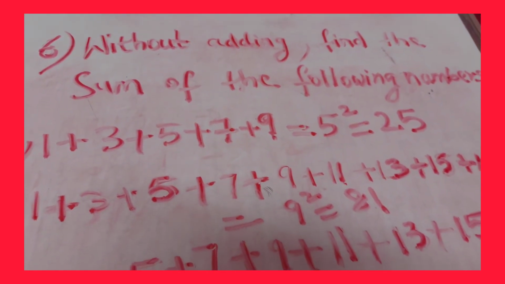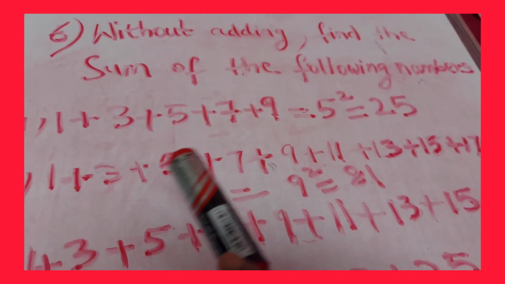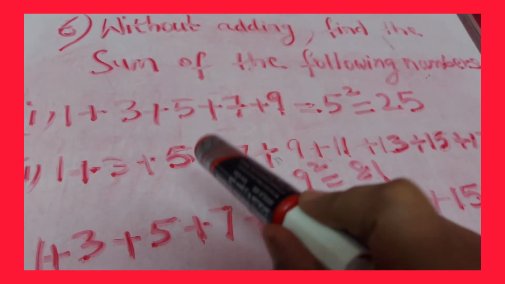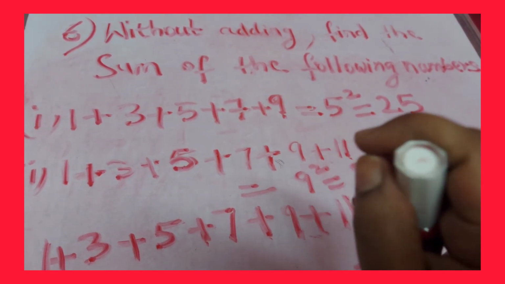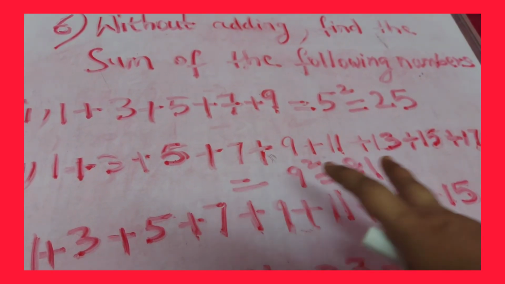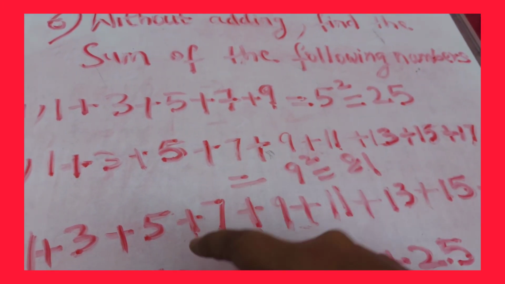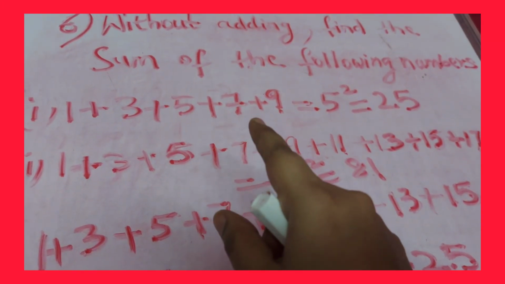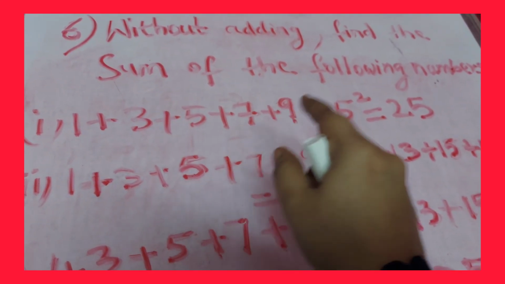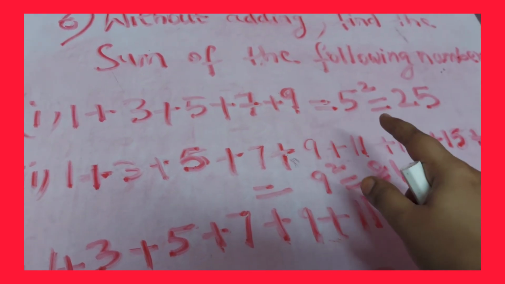Now sixth sum, without adding, find the sum of the following numbers. So these all are odd numbers. You have to find the sum without doing addition. If so many numbers are there, you can't add this. It will take so much time. So here 1 plus 3 plus 5 plus 7 plus 9 is there. You have to count it. 1 2 3 4 5. 5 numbers are there, means you have to take 5 square.